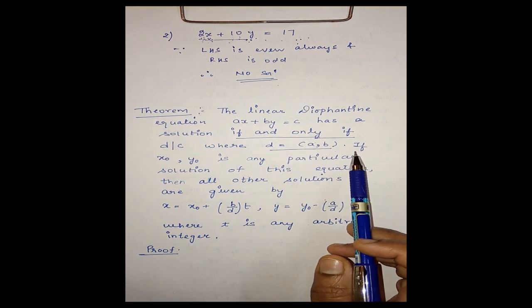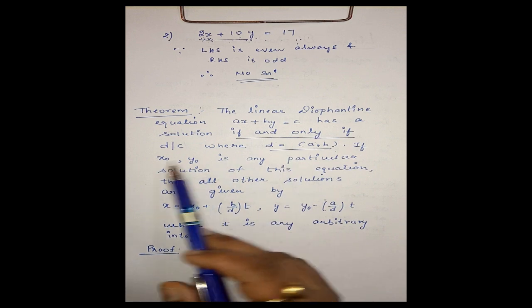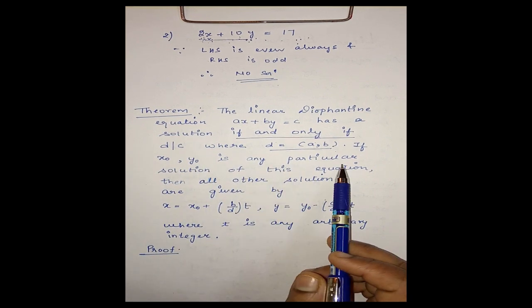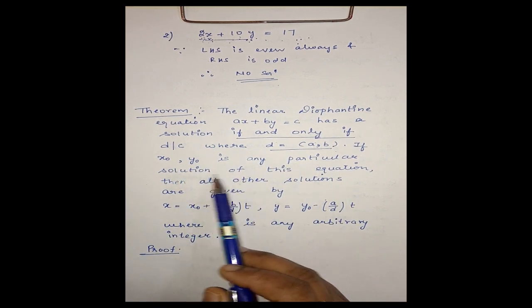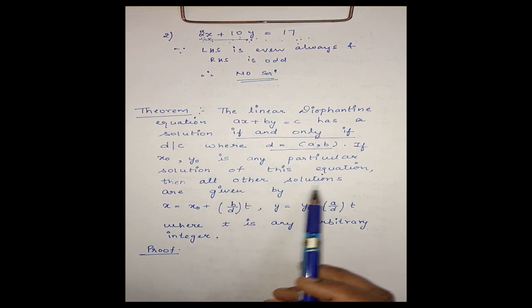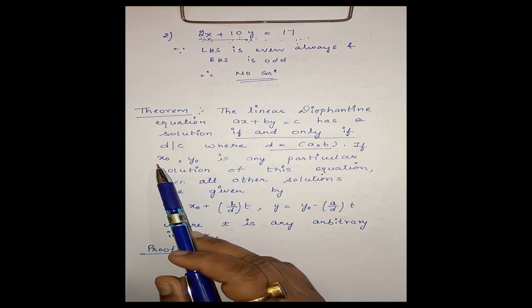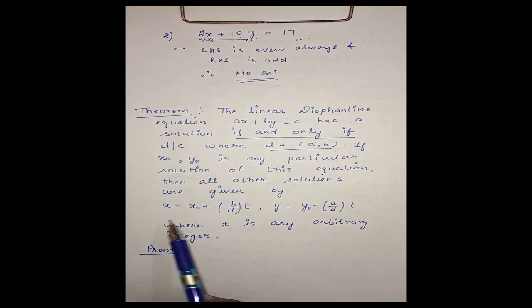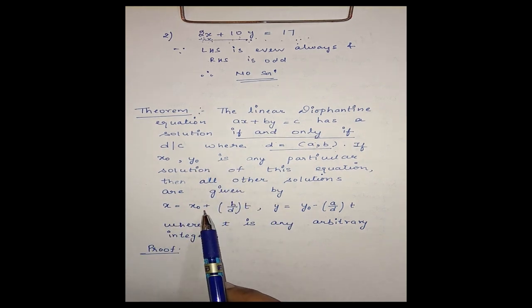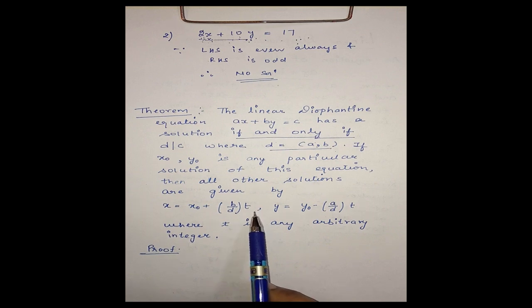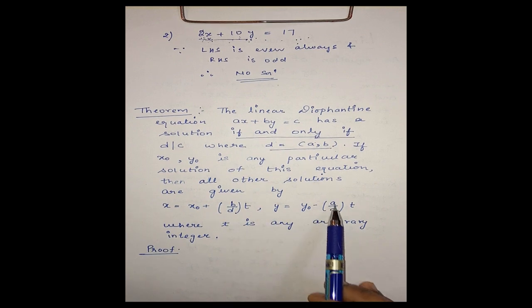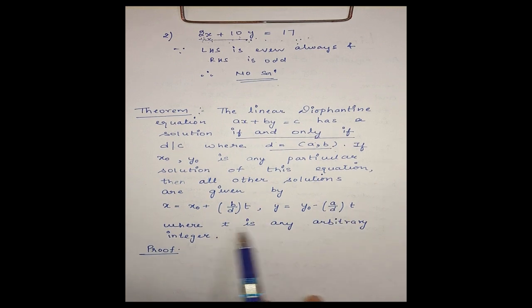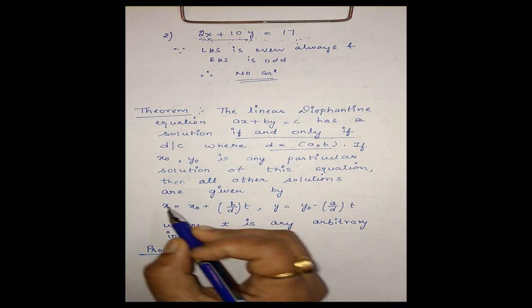In the next part, if x naught, y naught is any particular solution of this equation, then all other solutions are given by: if we have one set of solution x naught, y naught, then other solutions are given by x is equal to x naught plus b by d into t, and y is equal to y naught minus a by d into t, where t is any arbitrary integer.